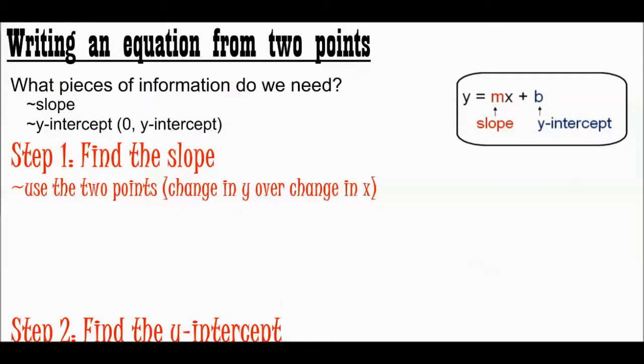Now, writing an equation from 2 points. So think about what pieces of information we need. Well, if it's slope-intercept form, I need the slope and I need the y-intercept. And keep in mind that your y-intercept is 0 and whatever that y-intercept is. So first find the slope, and you do that by using the 2 points, and remember slope being change in y over change in x. Let's pick a different color up here. Let's go with blue.